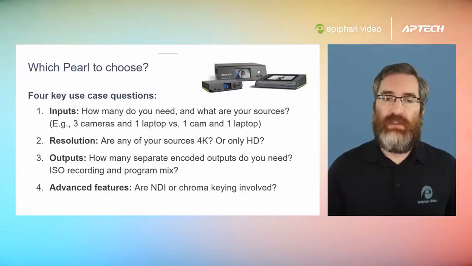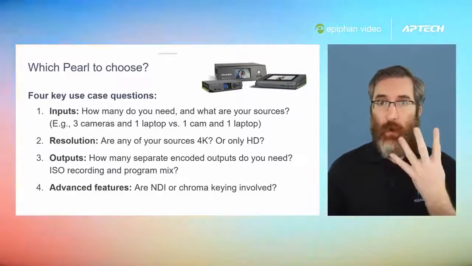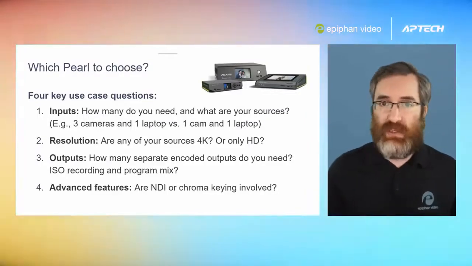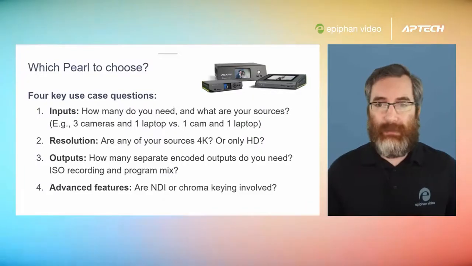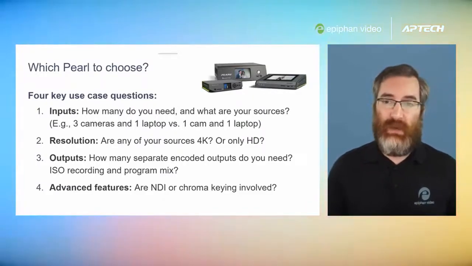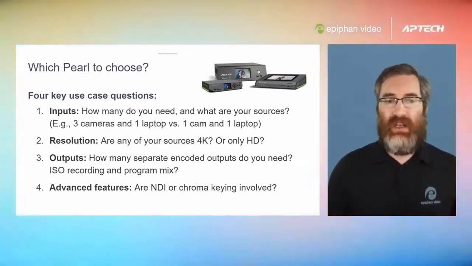The first question we should ask ourselves is, how many inputs do we actually need? What are our sources that we're using? Do we have 3 cameras and a laptop? That's 4. That puts us into a Pearl 2 right away. Or is it only 1 camera and 1 laptop? Well, then I might have choices to make. Pearl Nano and Pearl Mini and Pearl 2. All of them support that. So then we can look at the next question.